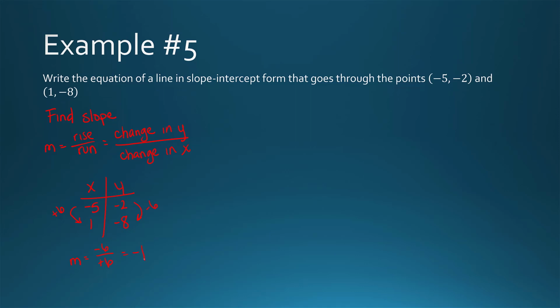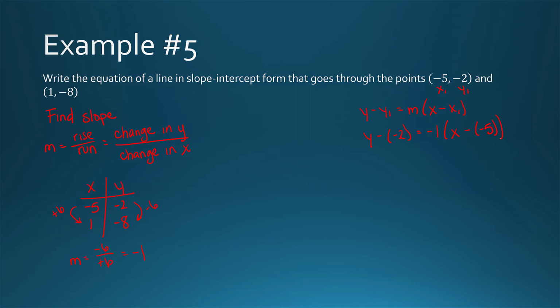So now we have the slope, and now we just need to use one of my points to use point-slope form. I always just choose the first one. There's no rhyme or reason for it. You can use the second one if you prefer. Okay. So y minus y1 equals m times x minus x1. And I'm going to plug in these values now. So y minus, and my y1 in this case is negative 2, equals m, which is negative 1, times x minus, and my x1 is negative 5.